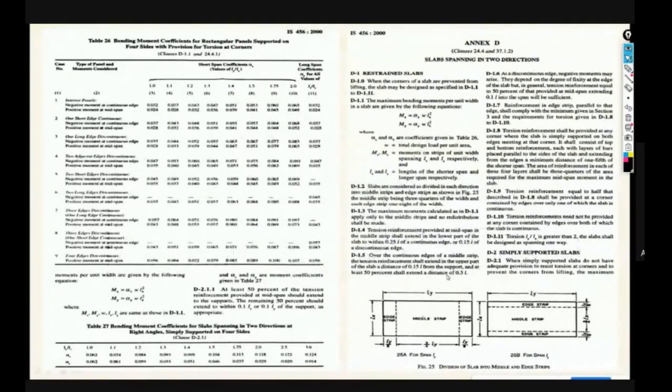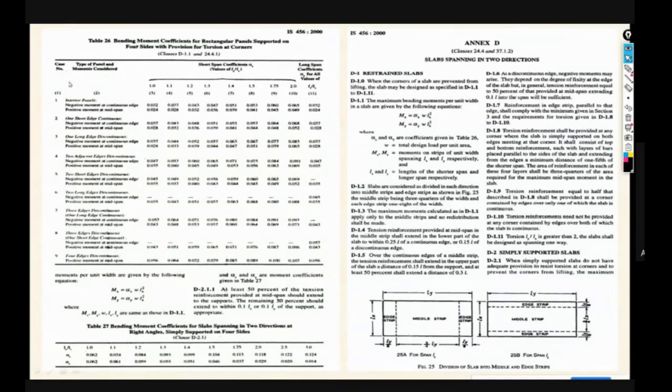To calculate the bending moment, first we have to calculate alpha x and alpha y. That alpha x and alpha y we can find by using Table 26. So this is our Table number 26: bending moment coefficients for rectangular panels supported on four sides with provision for torsion at the corners. Some conditions are there, nine conditions, and as per those nine conditions we have to calculate this alpha x and alpha y.